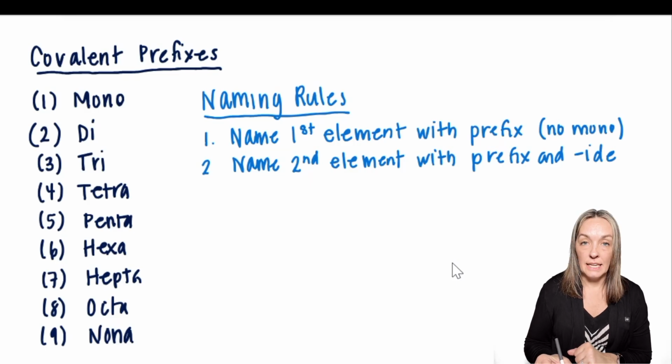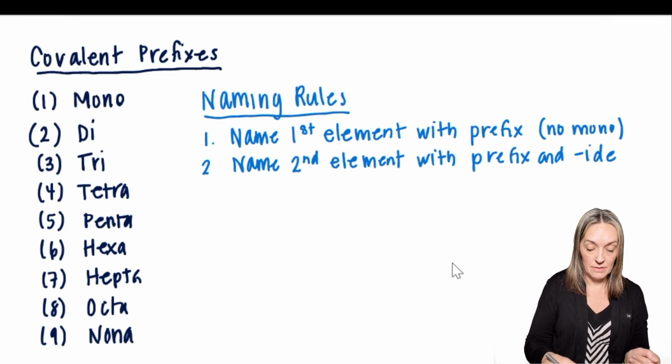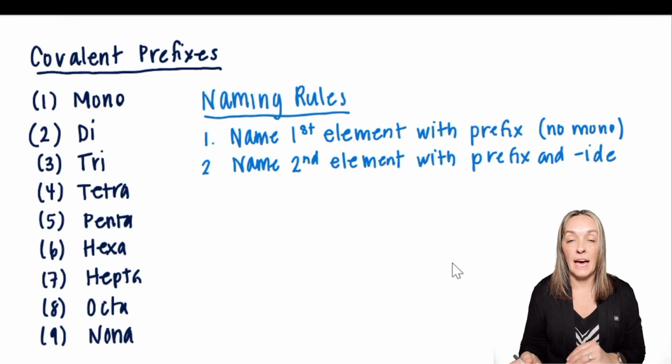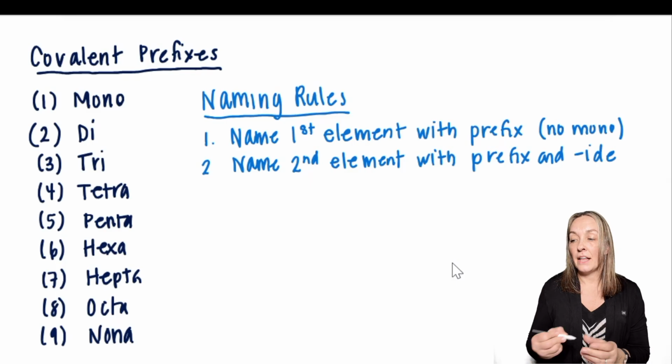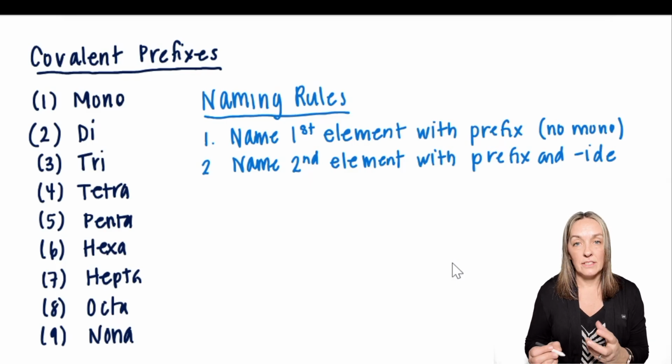Then you're going to name the second element, also include a prefix from the list here to indicate how many atoms are present, but then you're going to put an ide ending on the end of that second element. Let's look at a few examples.